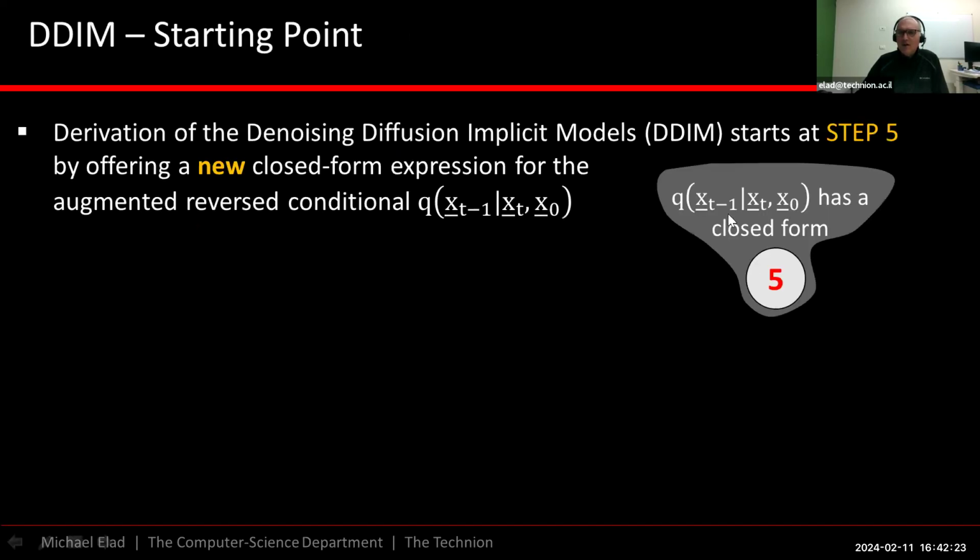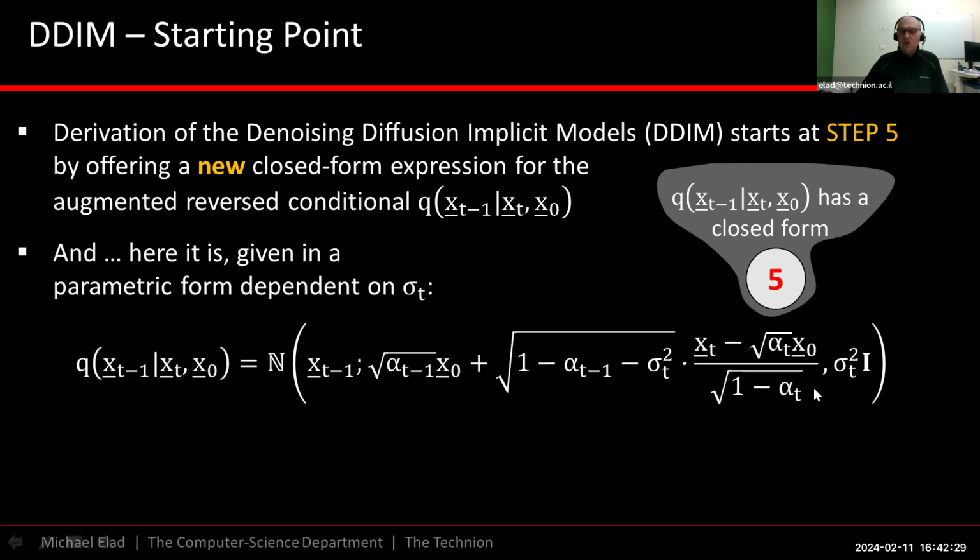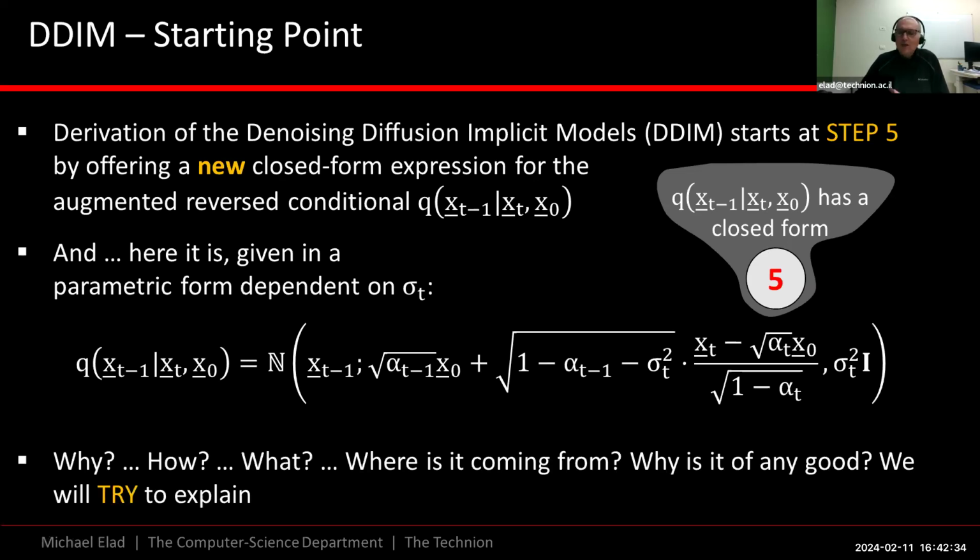DDIM says, you know what, I'm going straight to this reverse probability, and I'm going to suggest an expression for it. Here is the expression. Trust me, it's a good expression. And you think to yourself, my God, what were they thinking? Where is it coming from? What is the intuition behind this strange looking expression? So let's give a little bit of intuition and then proceed.